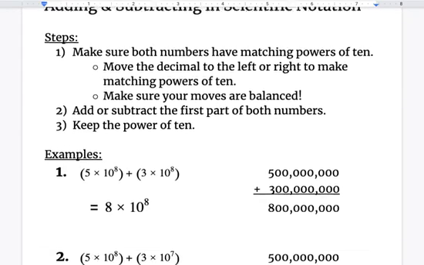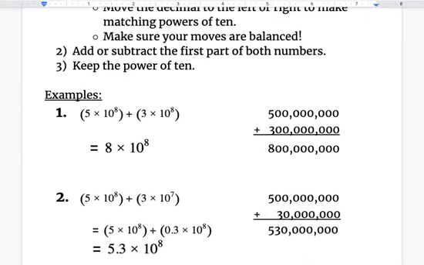So our next example is where the powers don't match. We have 5 times 10 to the 8th power again, and this time it's being added to 3 times 10 to the 7th power. Now these powers are not matching, so we're going to need to make them match. The reason is that 5 times 10 to the 8th power has 8 place values behind it, but 3 times 10 to the 7th power only has 7 place values behind it. So they're not matched up.